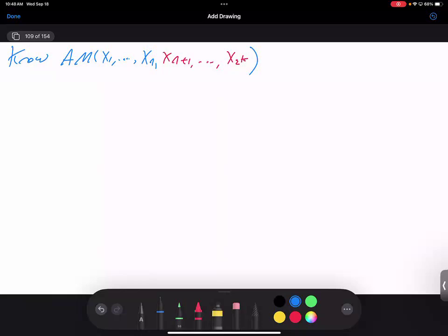Well, do we know the arithmetic mean, geometric mean inequality when we have 2 to the k items? That's the whole reason why we added these. This is going to be greater than or equal to the geometric mean of x1 dot dot dot xn, xn plus 1 dot dot dot x2 to the k, as we know for powers of 2.